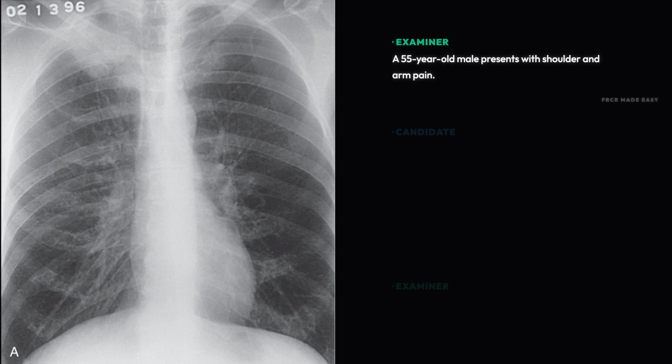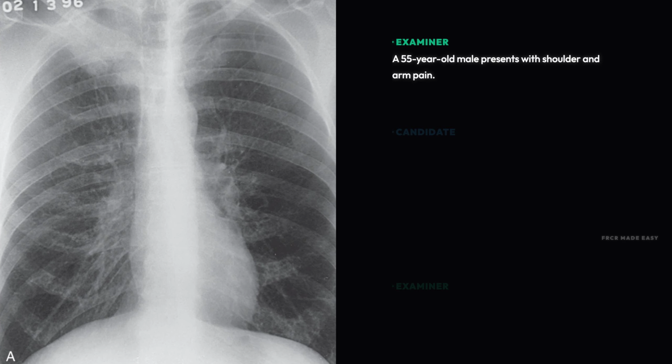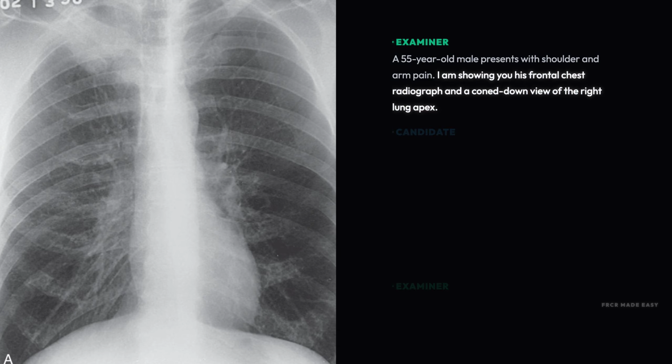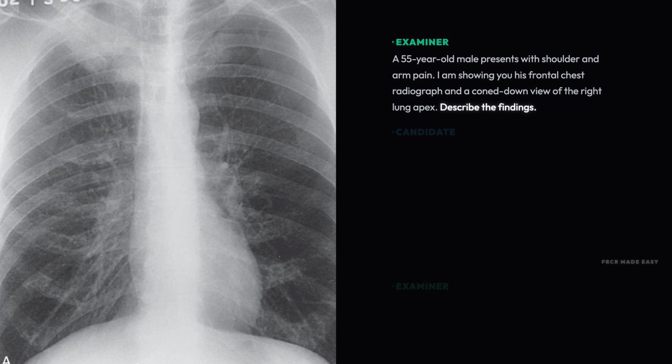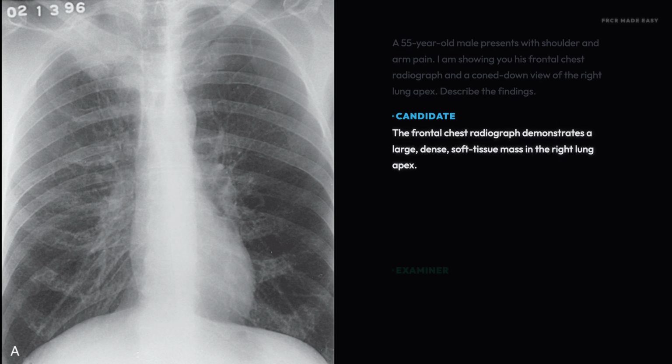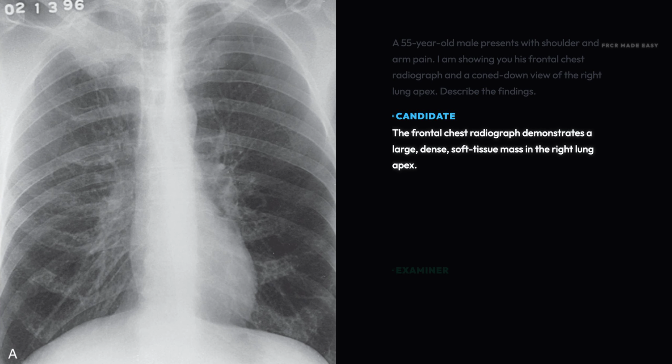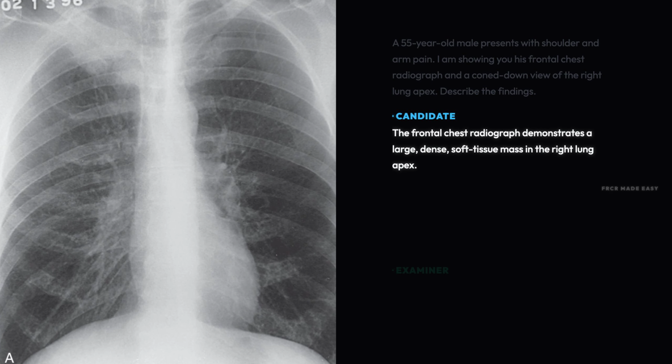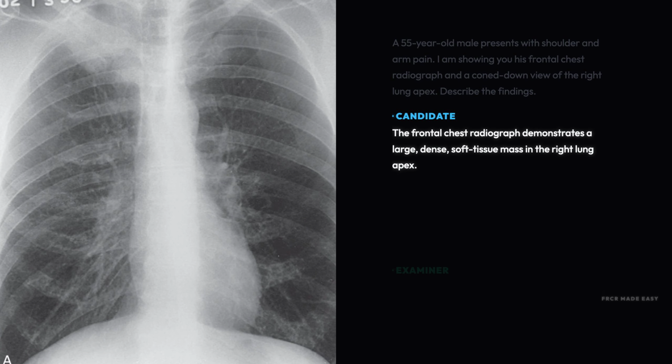A 55-year-old male presents with shoulder and arm pain. I am showing you his frontal chest radiograph and a cone-down view of the right lung apex. Describe the findings. The frontal chest radiograph demonstrates a large, dense, soft tissue mass in the right lung apex.